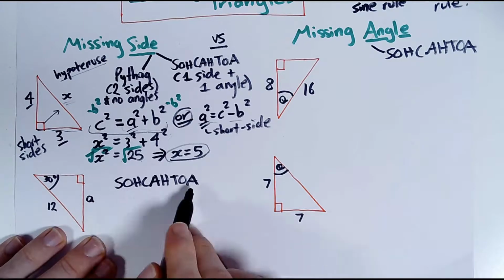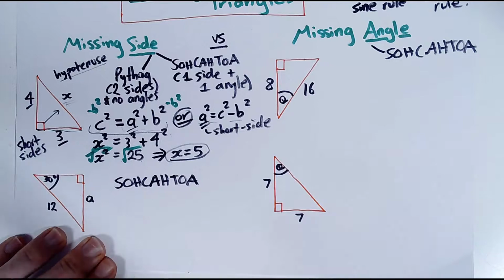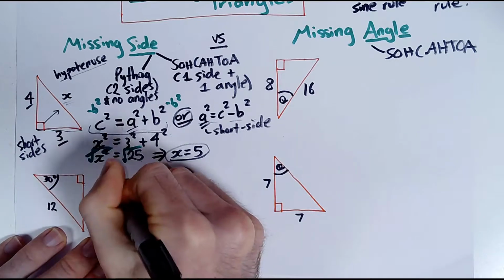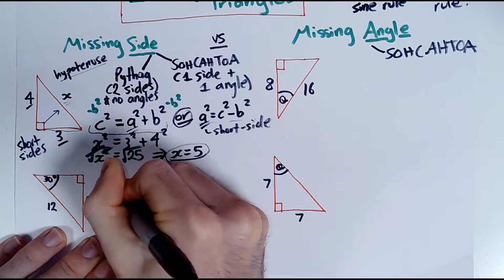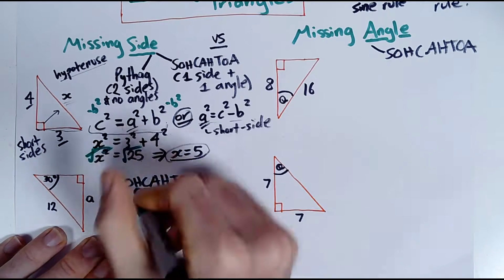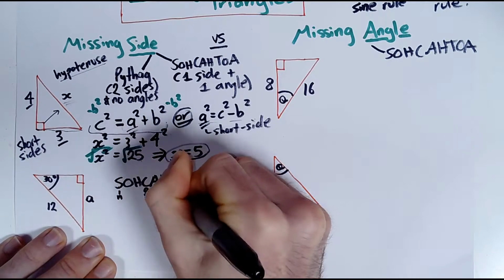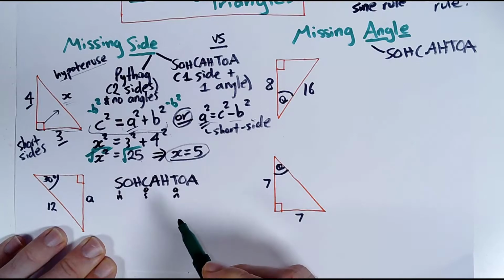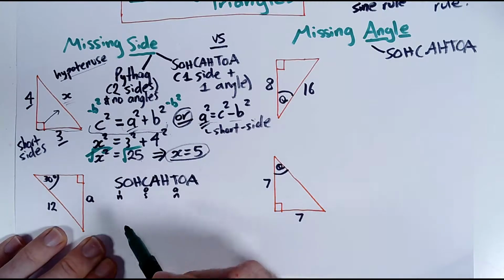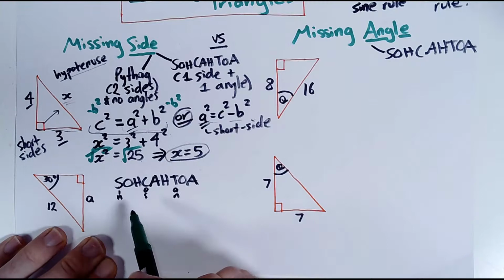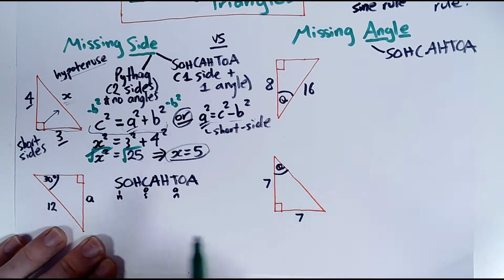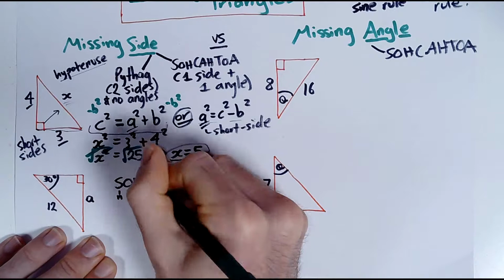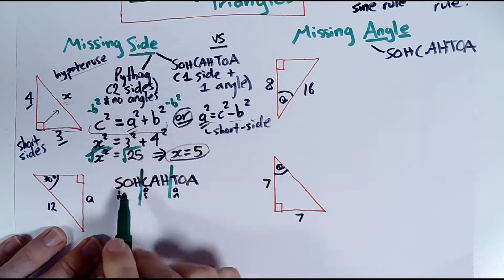So SOHCAHTOA, and it's important to say that out loud to yourself a few times, is basically representing sine, S for sine, C for cos, and T for tan. They're the three different trig identities that you might have to use for a right-angled triangle, okay? And you'll see those on your calculator. You'll see sine, cos, and tan. Or it's technically cosine, but cos for short. And they're actually in groups of 3.